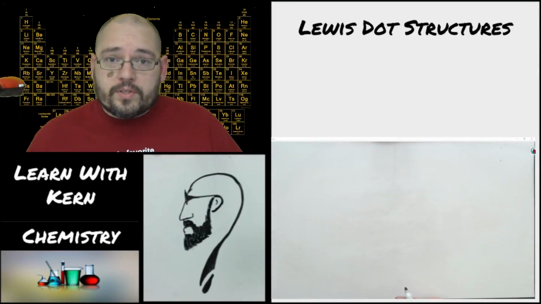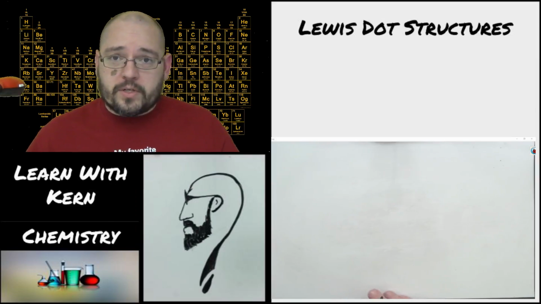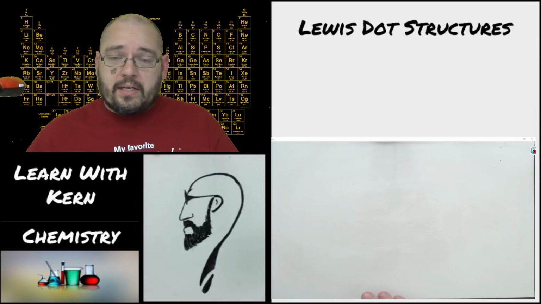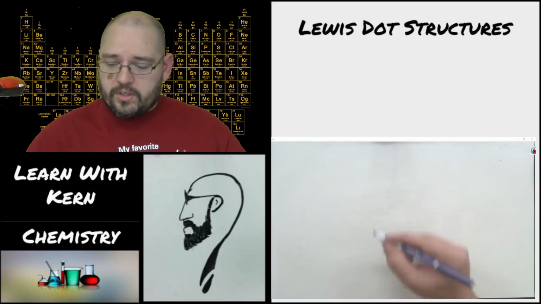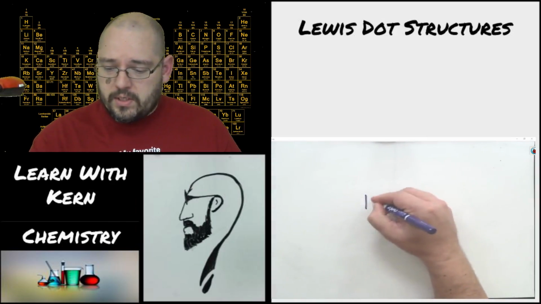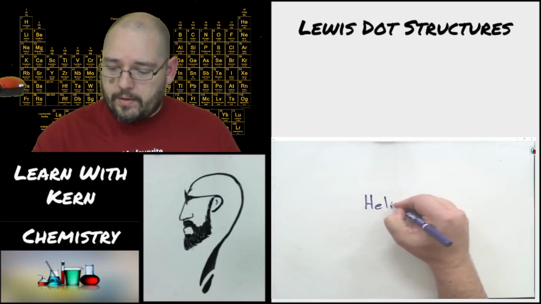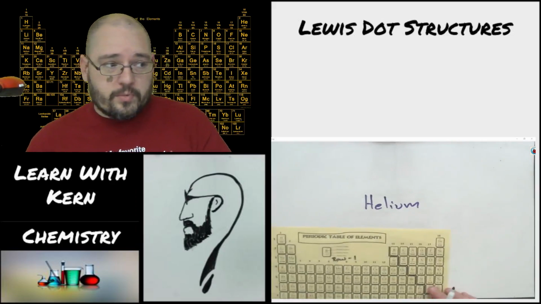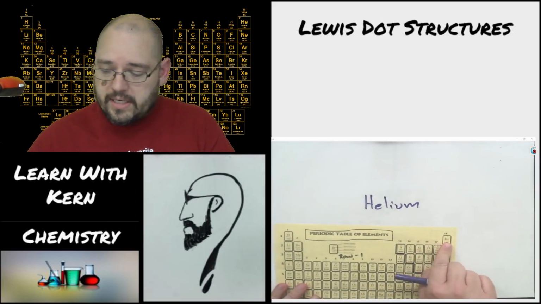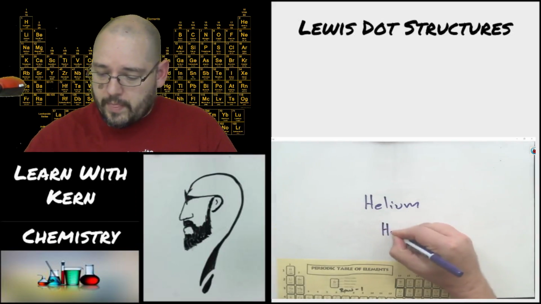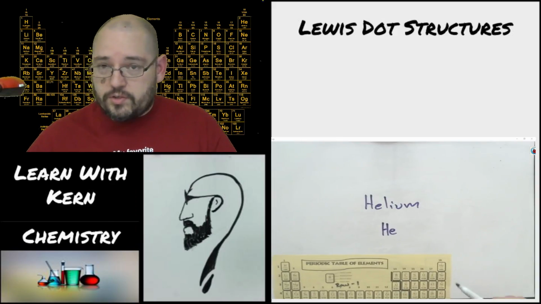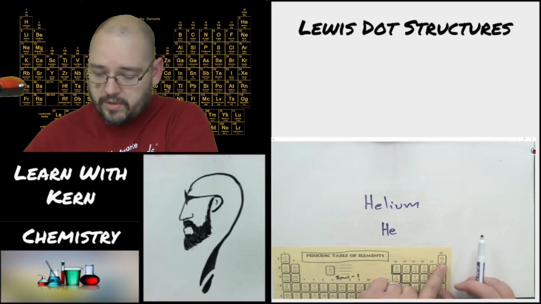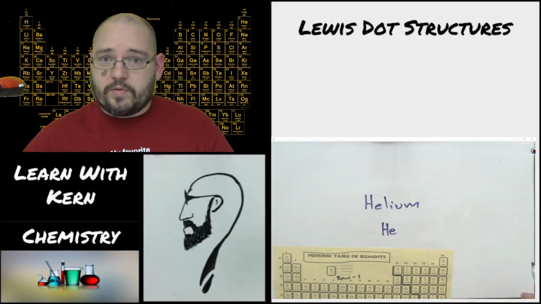So to draw a Lewis dot structure diagram is really, really simple. The only thing you need to know is the element symbol and the number of valence electrons. So let's start with a simple one. Let's do helium. All right, helium, if you don't know, we look on the periodic table. Helium's symbol is He, and it has 2 valence electrons. Yes, it's in group 18, but remember, it's the exception to the group number thing. It belongs over here. It has 2 valence electrons.